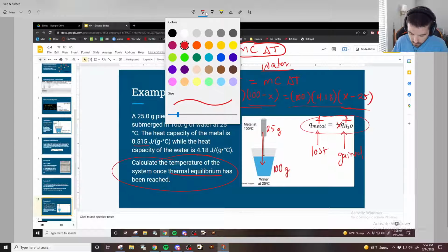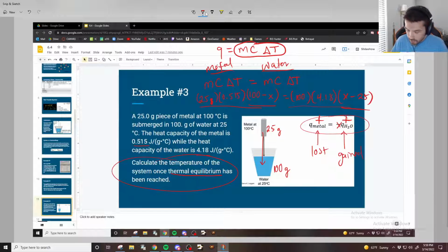Oops. Oh, goodness. What is happening? I don't know how I'm doing that. I've got x here. I've got x here. I just need to solve for x, okay?